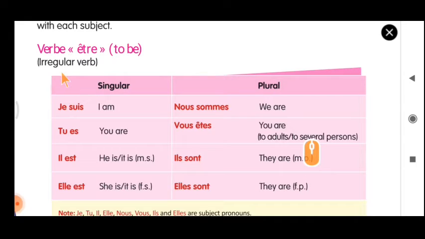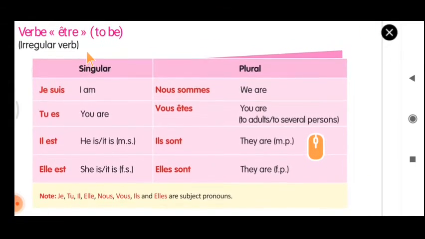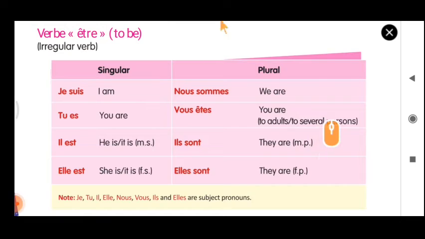So what we are going to learn today is an irregular verb, and the name of this verb is être. We use this verb when we make a statement, for example, he is a doctor, he is Indian, he is Ram. When you say a name, profession or nationality, you will use this verb. We will first learn this verb and then practically apply it in sentences.